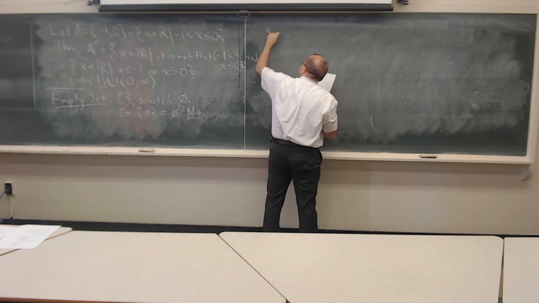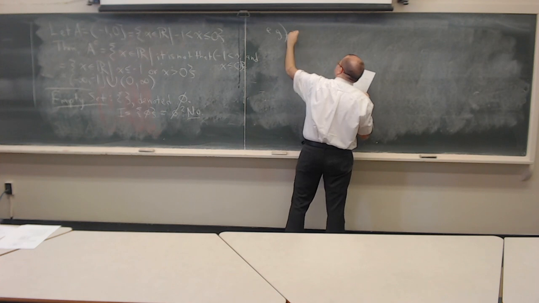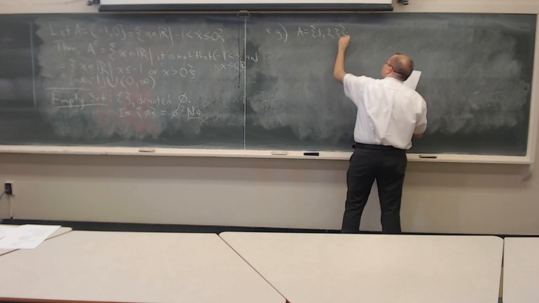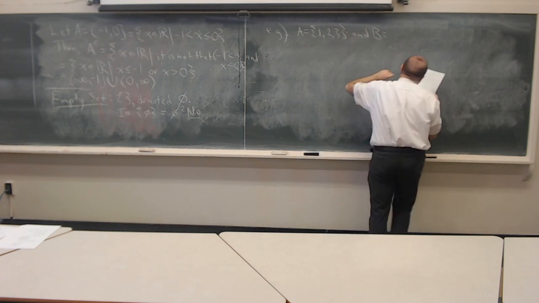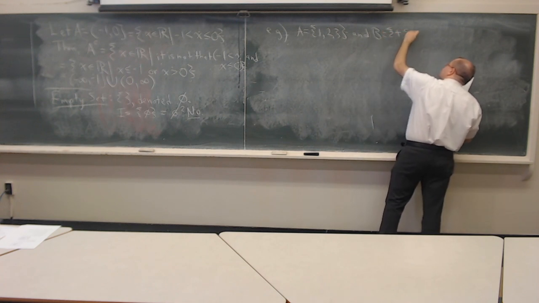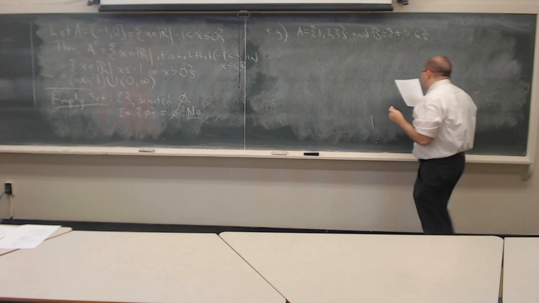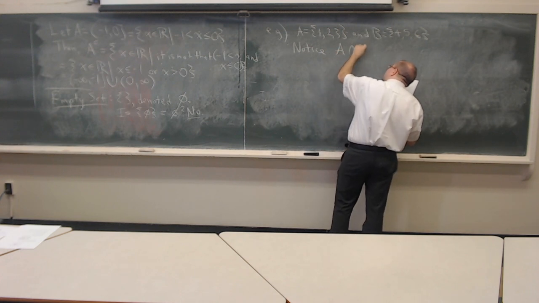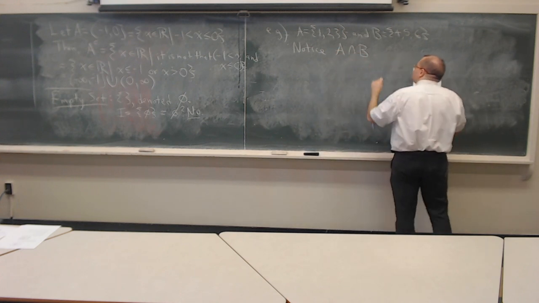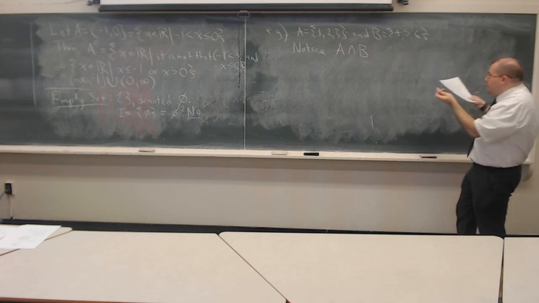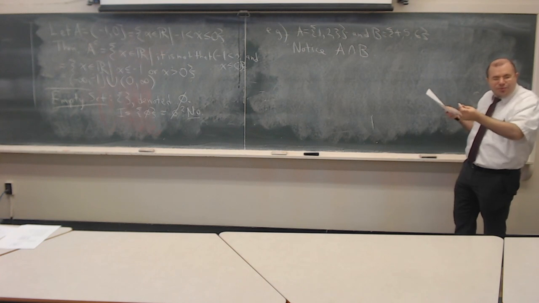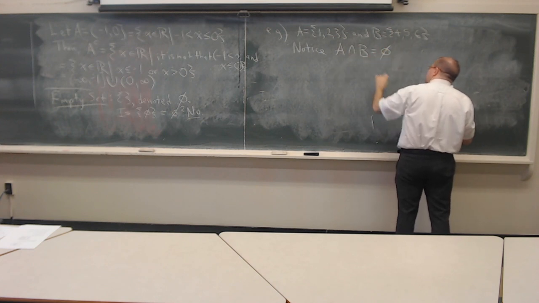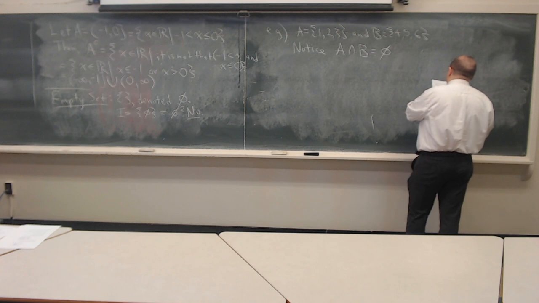Okay. How about this example? Imagine I have set A be the set 1, 2, 3, and B be the set 4, 5, 6. If I take the intersection of A and B, notice that they have no common elements. There's not at least one element sitting in either one that is the same, right? So by definition, the resulting set is, in fact, the empty set.